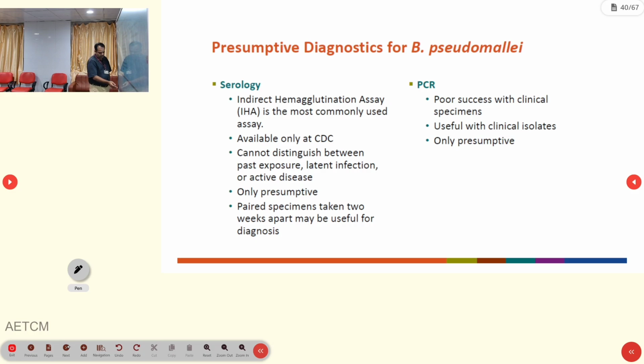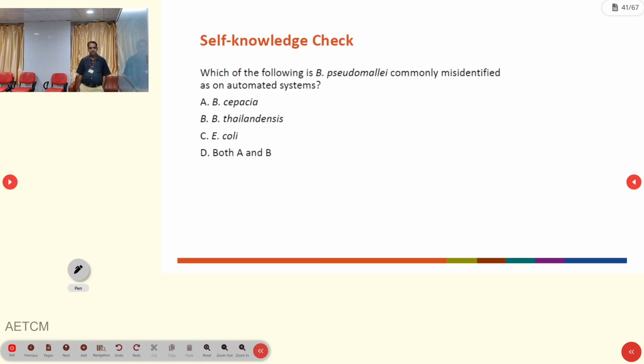PCR and hemagglutination are not available. The only thing available is culture. Culture is the only way of diagnosing pseudomallei, so send as many cultures as possible, but also tell us that you are suspecting pseudomallei, so we can also put in extra effort.